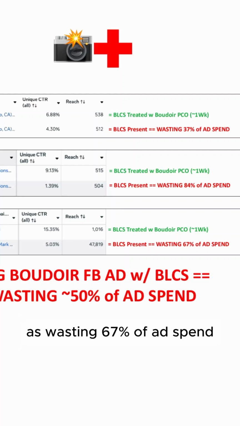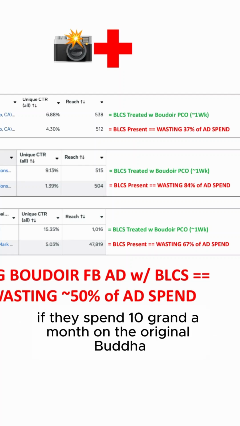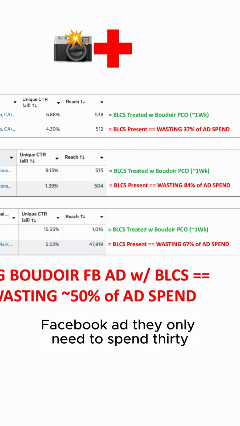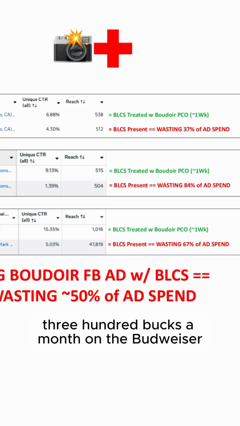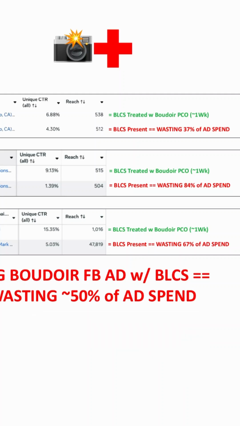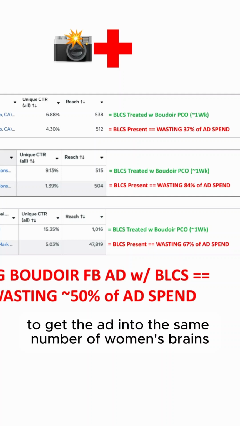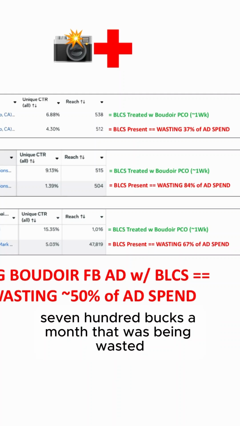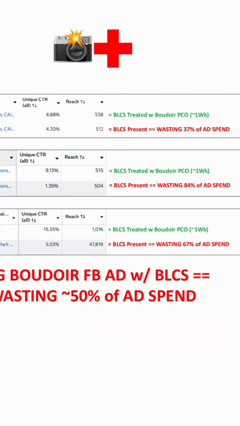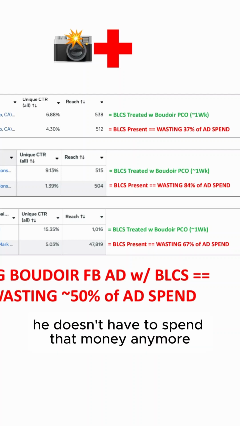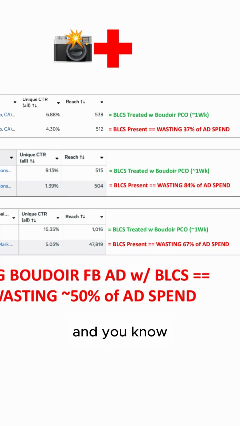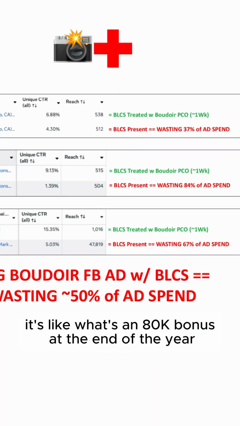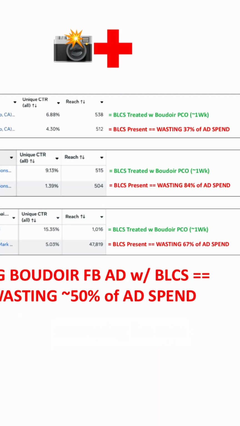It was wasting 67% of ad spend. That means that they're spending 10 grand a month on the original Boudoir Facebook ad. They only need to spend $3,300 a month on the Boudoir Pico treated ad to get their ad into the same number of women's brains in both scenarios. So it's $6,700 a month that was being wasted. Now it's back in his pocket every single month. He doesn't have to spend that money anymore. And it's like, what's an 80K bonus at the end of the year, something like that.